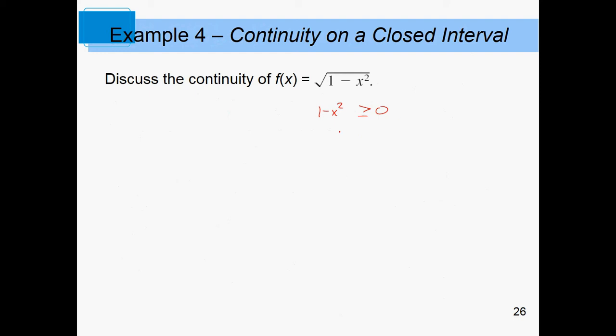So we move the x squared over and we say one has to be greater than or equal to x squared. Take the square root of both sides. x has to be less than or equal to 1 and greater than or equal to negative 1. So that gives us our interval right there, from negative 1 to positive 1. Now, it's actually brackets, right? Because it's including the endpoints.